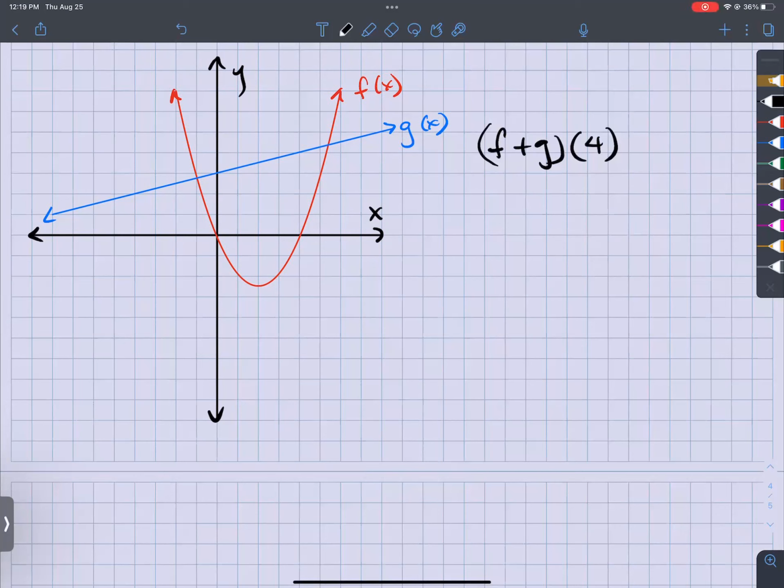Is that what we got? 4? Because this would be f of 4 plus g of 4, right? What was f of 4, and g of 4? Does everybody understand how we got 0 and 4 to get 4? Are we sure?